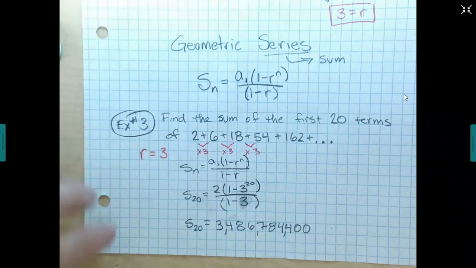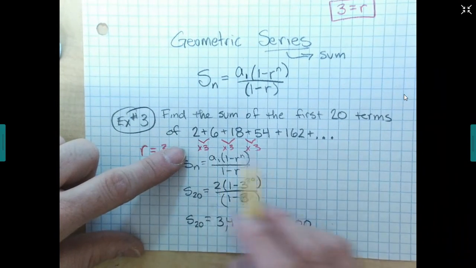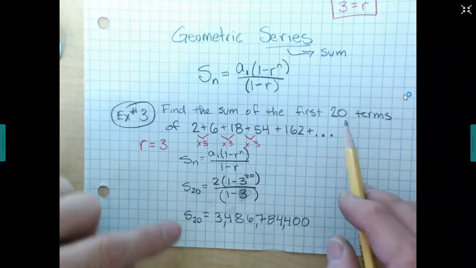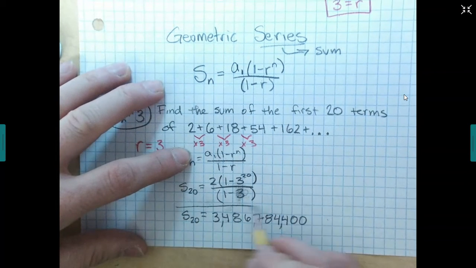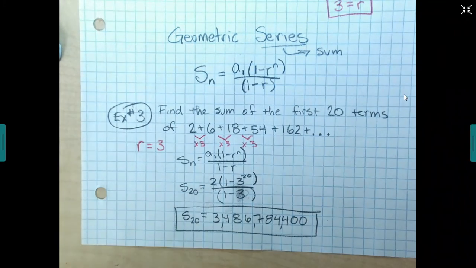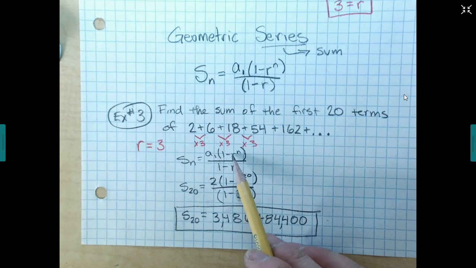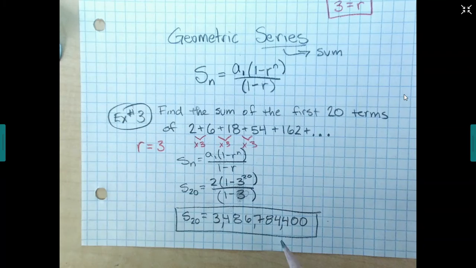So the sum of the first 20 terms of this geometric sequence, so all of them added up, is going to be 3,486,784,400. That is the sum of those terms. Okay, sorry about that mistake right there. This is an R and an R. All right, last one.